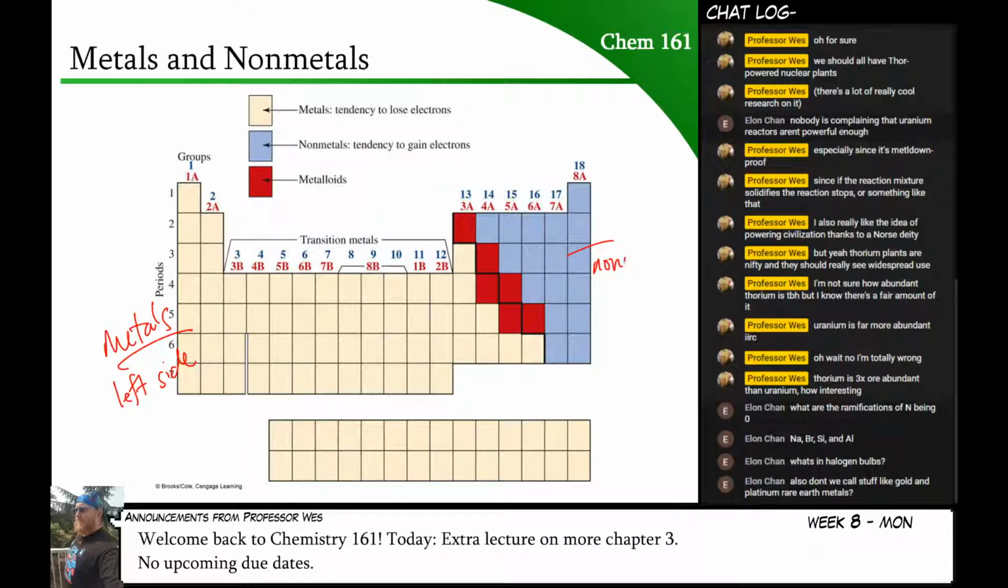Non-metals tend to be on the right. Hydrogen is kind of the weird exception. Hydrogen is considered both a metal and a non-metal depending on what table you're looking at. And then the metalloids all follow along this little staircase here.